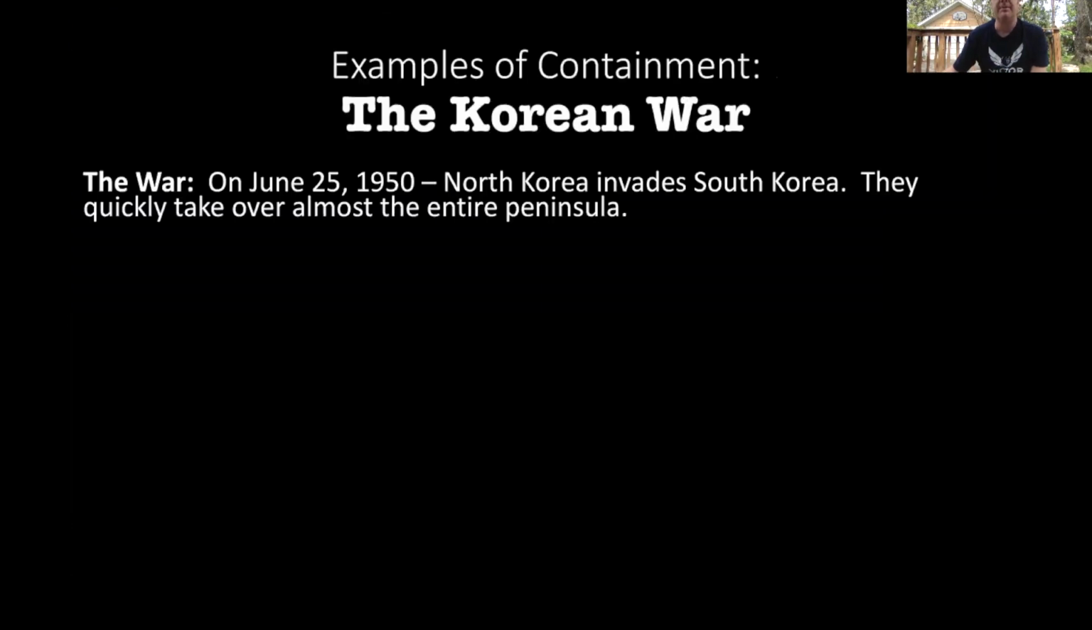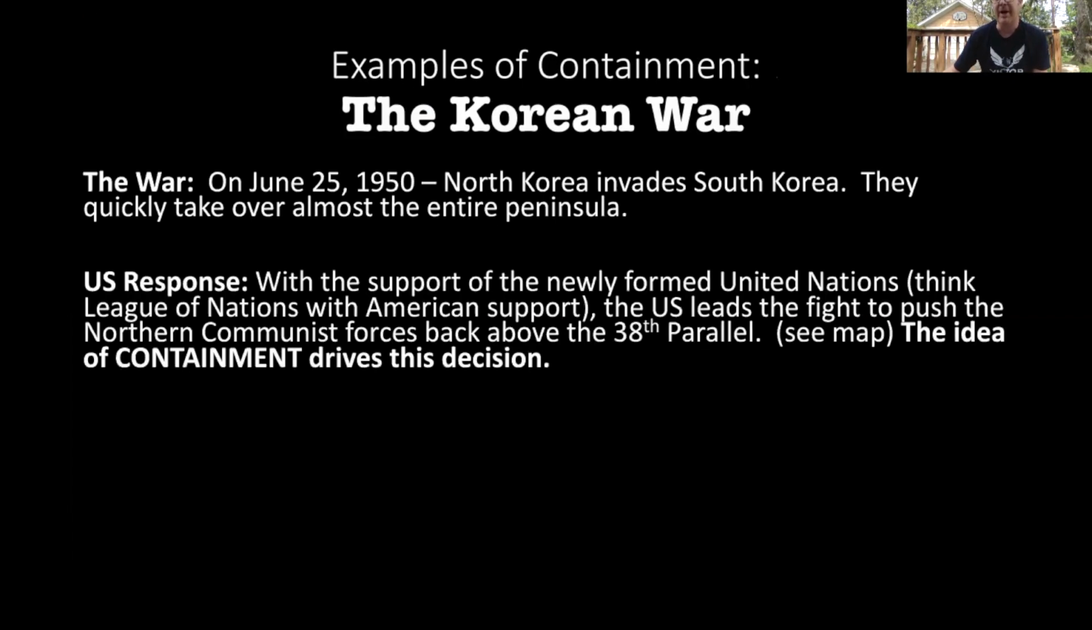Okay, so what happened on June 25th, 1950? North Korea invades the South. Nobody saw this coming. And within literally the space of a summer, they take over almost the entire peninsula. Again, go back and look at that map and you can see that there's just a tiny little piece at the southern end of the peninsula that still remains in control of South Korea.